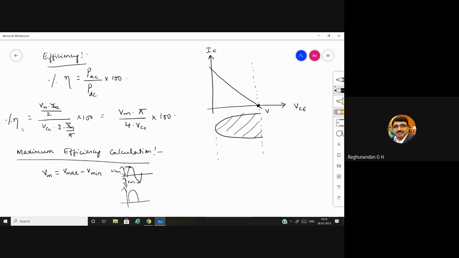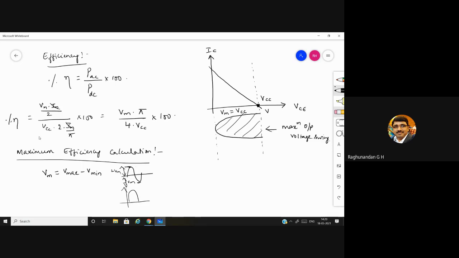I had repeated some property in the last class while discussing: saturable. According to that saturable property, what will be the maximum value of this voltage? VCC, sir. Yes, VCC. So the maximum value of this signal can be only till VCC. So our Vm will be equal to VCC. This is the maximum output voltage swing.